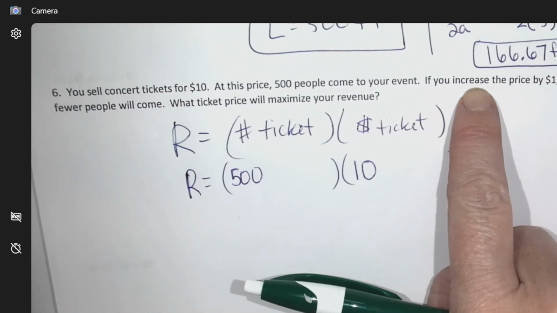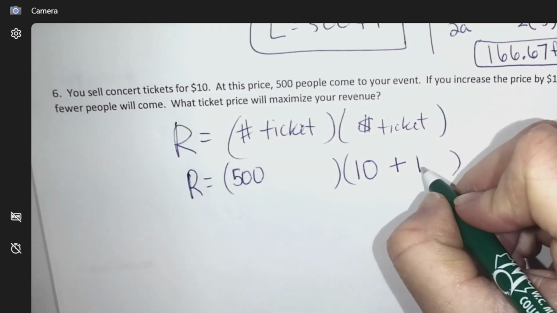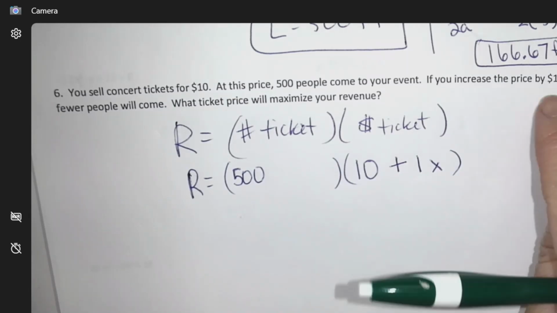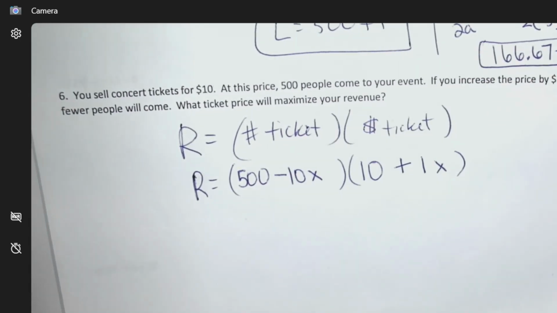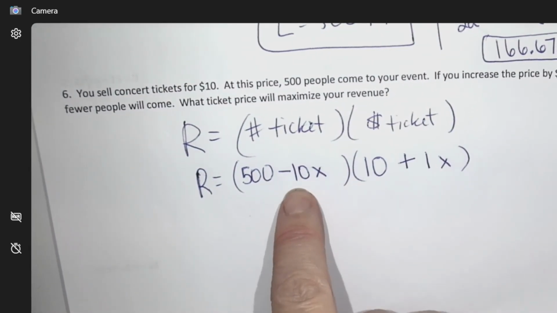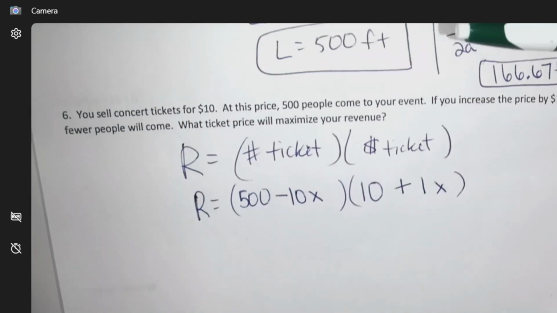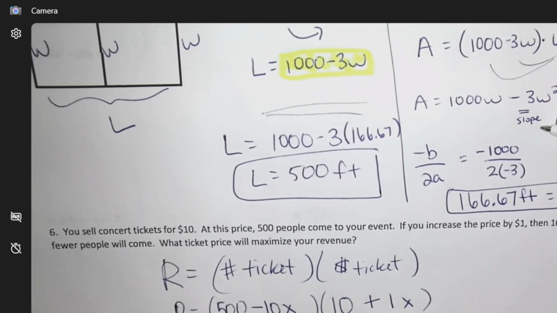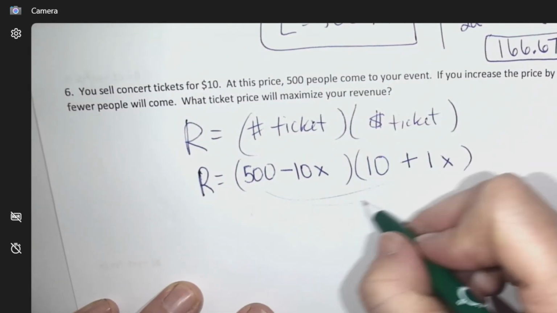If you increase the price by $1, so this 10 is going to go up by 1x, because you might increase it once, twice, 3, I don't know, then 10 fewer people come. So this is going to go down by 10x, because if this goes up 2, this has to go down 20. What do you think we do? Very much the same as here. What were my next steps? FOIL. Trying to get your max, which is your vertex, negative b over 2a. Those are the goals. So give me a FOIL.